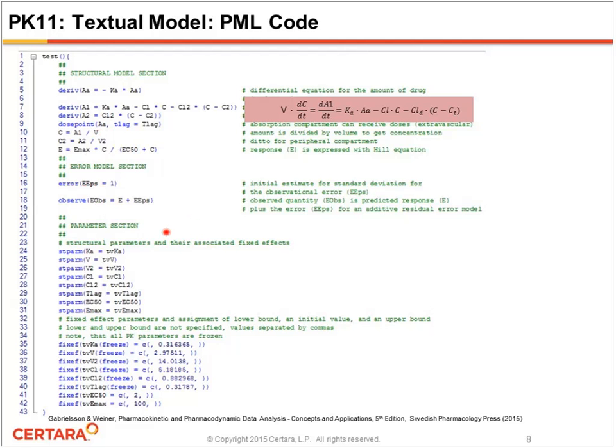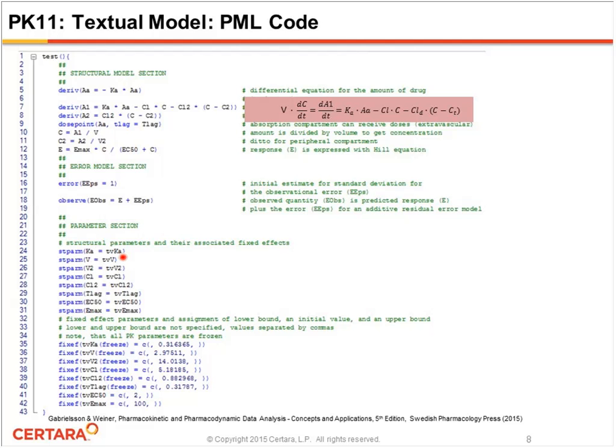Now for the last section, the parameter section, this might be a little bit confusing because it shows a lot of statements here, and it typically comes first the structural parameters, STPARM, which in this case is very simple. It's just an assignment of, for example, Ka equals TVKa, which is just a different naming.